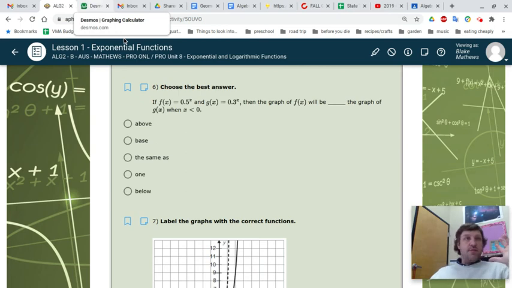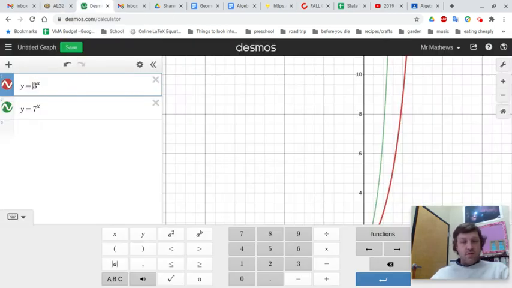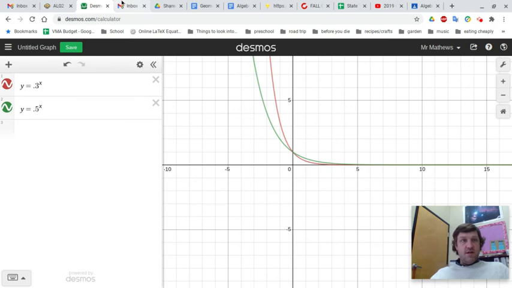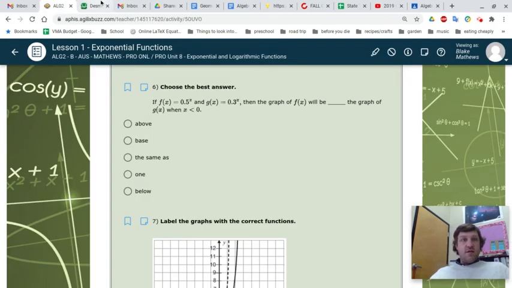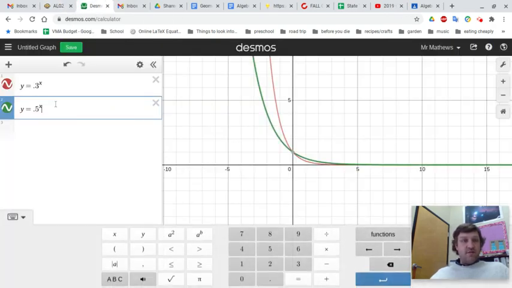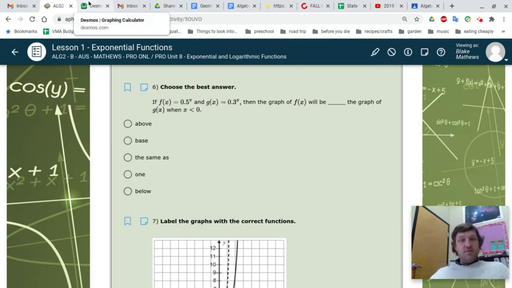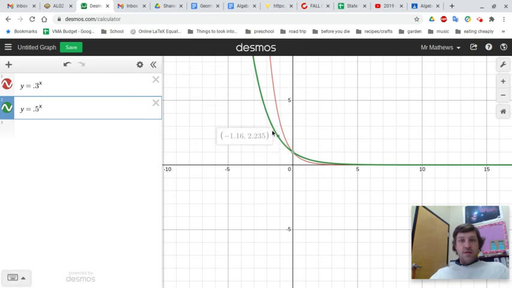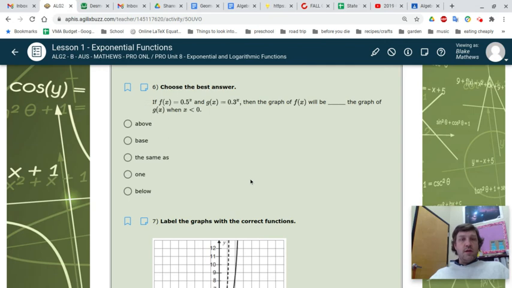Just type those things in there. We'll have 0.3 and 0.5, right? So we see we have this, and then it says the graph of f of x, which is the 0.5, the green, is it above, below, or the same when x is less than 0? That means now I'm looking in this section of the graph where my cursor is, over here. We can see the green is below the red, so then you'd answer accordingly.